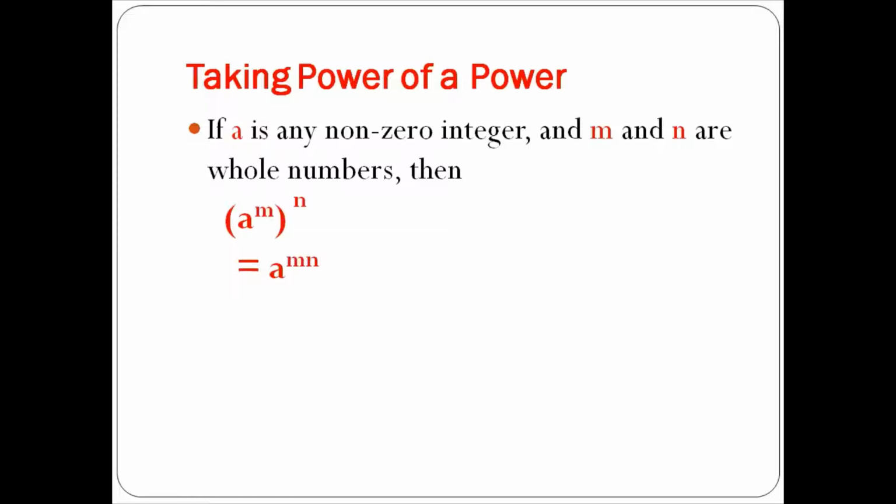So here let's see the example. 3 raised to the power of 2, raised to the power of 4. In this condition we will write the base as it is and we will multiply the exponents, that is 2 multiplied by 4. Then the answer will be 3 raised to the power of 8. Here you can see that 3 is the base and both the exponents will be multiplied with each other. Then 2 4s are 8. So the answer is 3 raised to the power of 8.